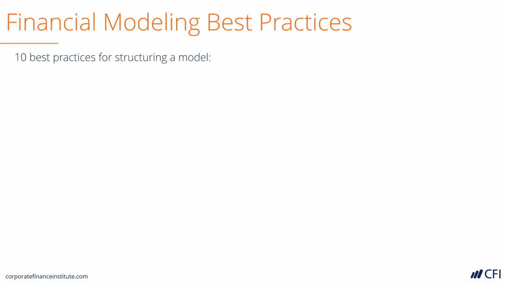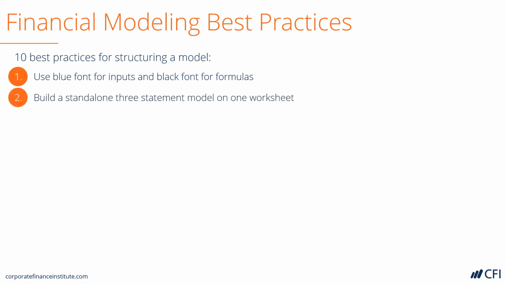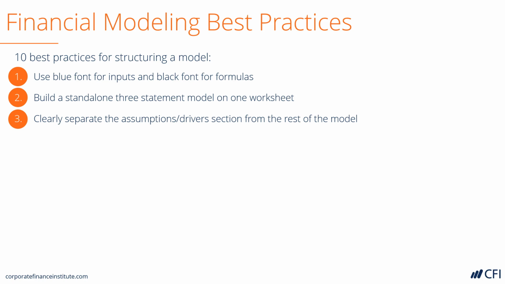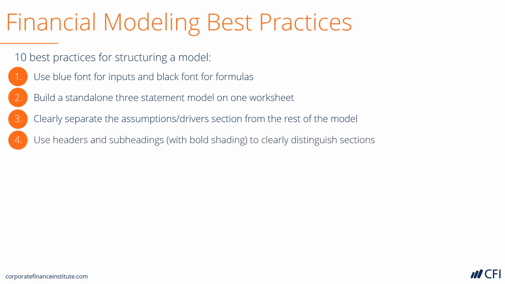In addition to the Excel tips we already gave you, here's how to structure a model in Excel effectively. Always use a color coding system, blue fonts for inputs and black fonts for formulas. Create standalone 3-statement models on one worksheet and use grouping to organize the statements. Clearly separate the assumptions and the drivers area from the rest of the model where the calculations are contained. Use headers and subheaders with bold shading to clearly distinguish sections.